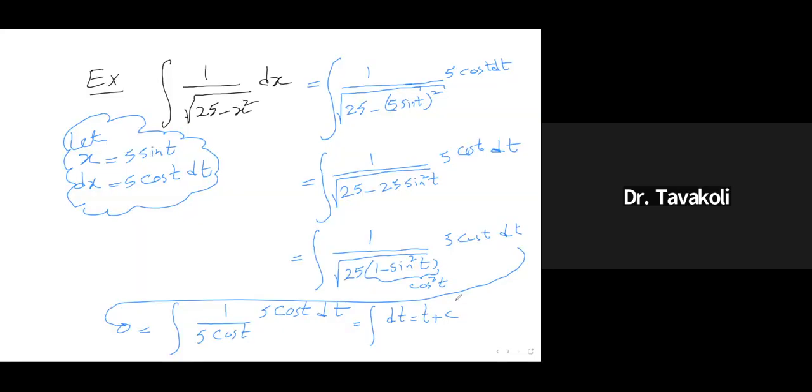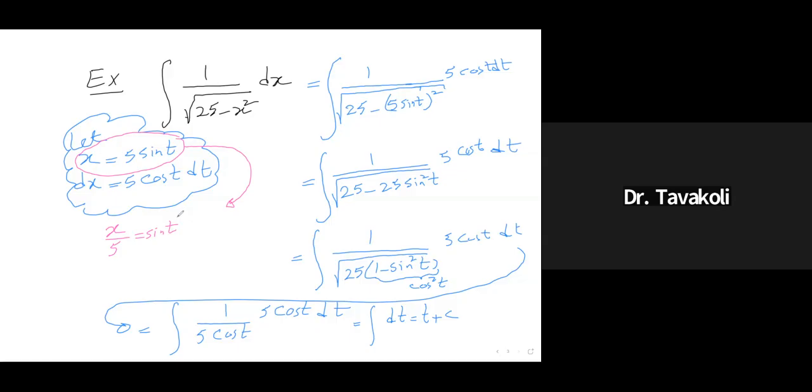But I need a back substitution. I need to rewrite this in terms of x. For here, we need a little bit from pre-calculus. Look at x equals 5 sine t. How can I write t in terms of x? If I divide both sides by 5, x over 5 is sine t. If sine t is x over 5, how can I write t in terms of x over 5?